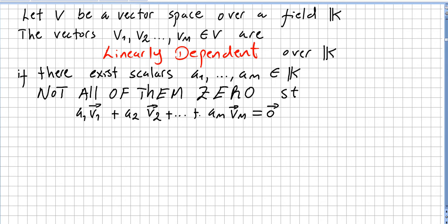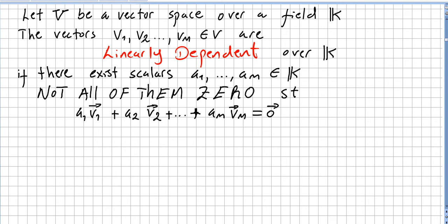So now we get into the chapter of linear dependence, basis and dimension. Okay, we introduced the concept of linearly dependent. So let V be a vector space over a field K.